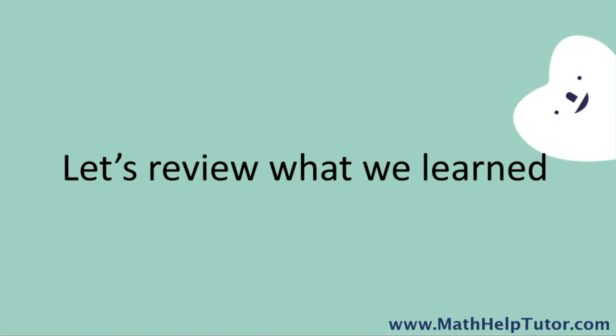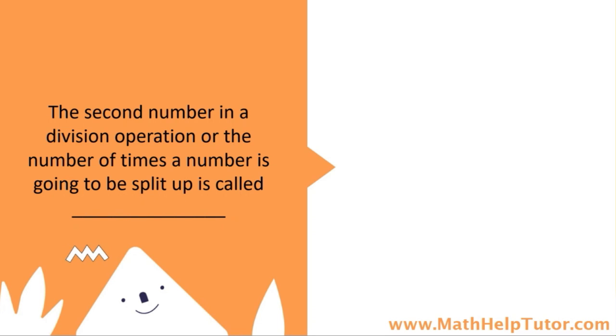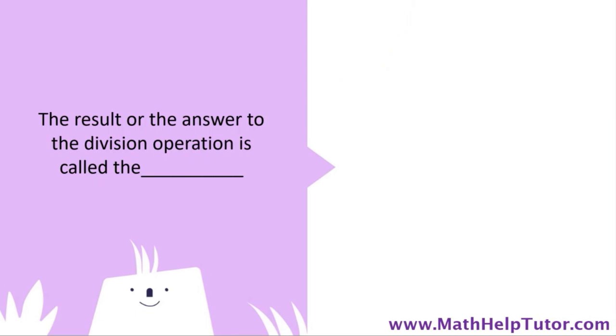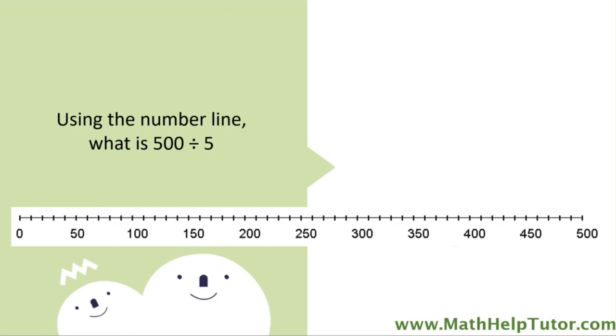Now let's review what we have learned. You can pause the video if you need more time to answer the question. Let's begin. The first number of the division operation, or the number that is going to be split up, is called blank. The answer is dividend. The second number in a division operation, or the number of times a number is going to be split up, is called blank. The answer is divisor. The result, or the answer to the division operation, is called blank. The answer is quotient. Using the number line, what is 500 divided by 5?